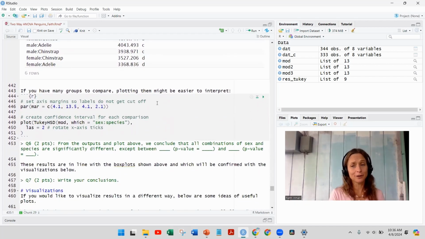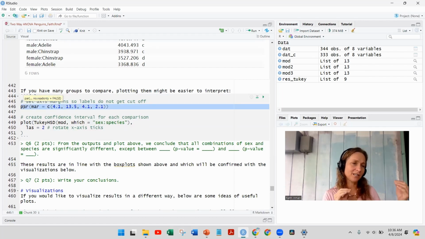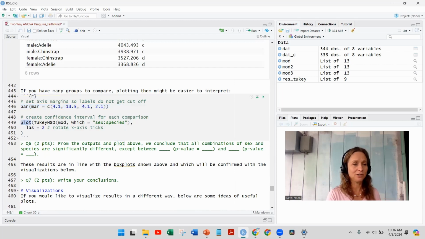Now, if you have a lot of groups to compare, it can be overwhelming. And sometimes it's easier to just put them onto a plot. And here's a way to do that. Now, the first thing I did here is I set this par function, which sets the margins of the plot so the labels didn't get cut off. You may or may not have to do that. You may just need to use this plot function, which we've used tons before, on this Tukey HSD, which is the function that does the Tukey's test for multiple comparisons. And you run that on the model, which is where you're storing the results of your model.